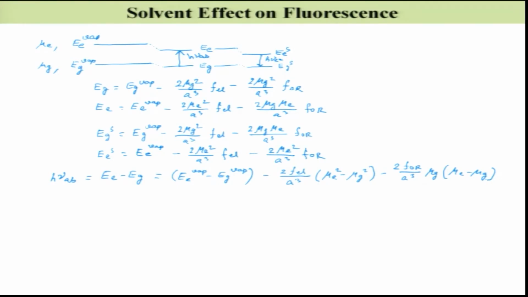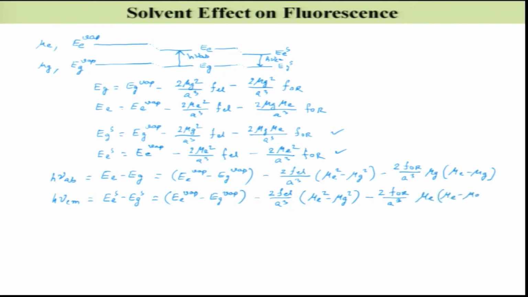And similarly, I can calculate the h nu emission. So, h nu emission is equal to E E S minus E G S. This is going to be equal to E E vapor minus E G vapor, then minus twice F E L by a cube, mu e square minus mu g square, minus twice F O R by a cube, mu e into mu e minus mu g, from this equation and this equation.